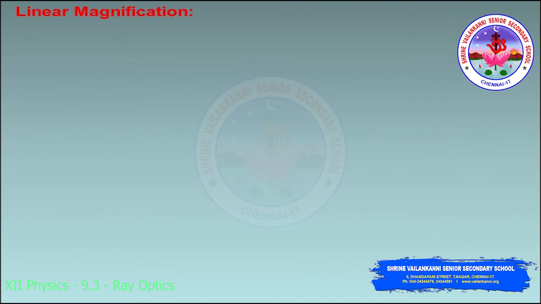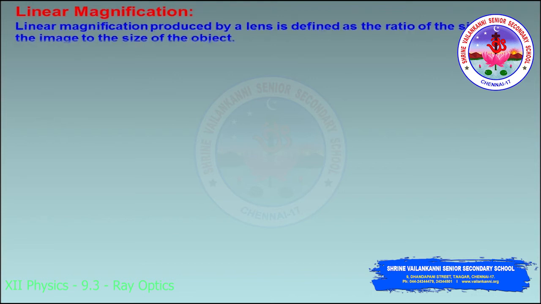So what is linear magnification? The linear magnification produced by a lens is defined as the ratio of the size of the image formed by the lens to the size of the object, which we denote by M. So M is equal to size of the image by size of the object, which we can write as I by O. Now from the diagram we can compare the triangles and we get A dash B dash by AB equal to CB dash by CB.